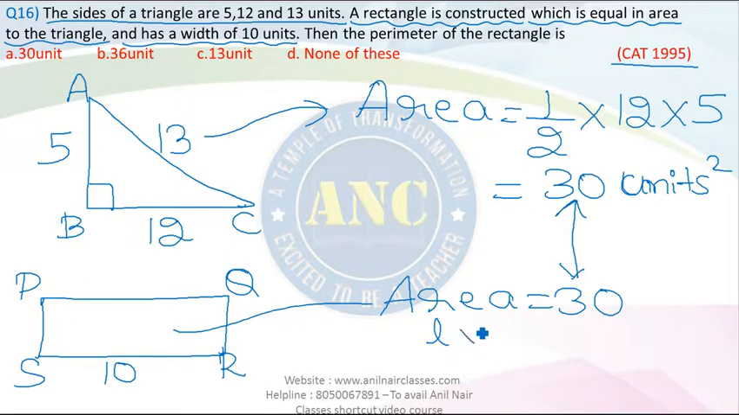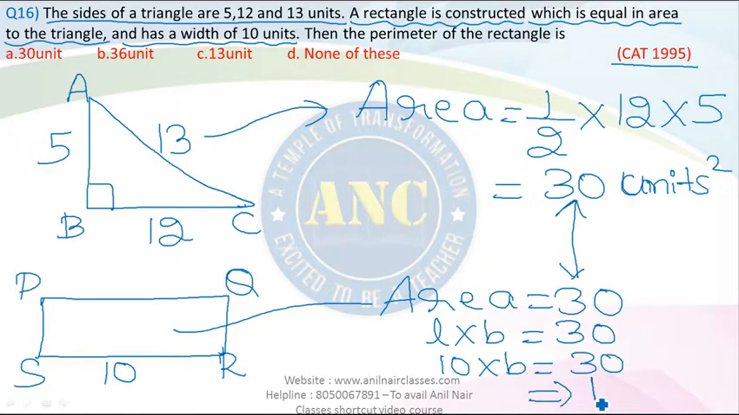That means the area of the rectangle is length into breadth. It is 30. One of the values is given as 10, so the other value I need to find. So the B value will be 30 divided by 10, which is 3 units.